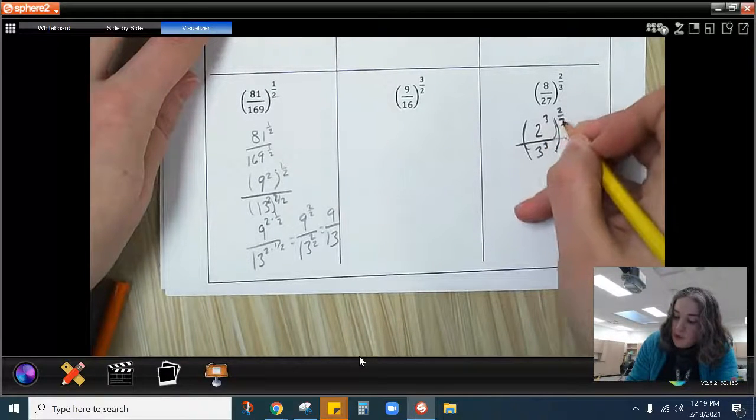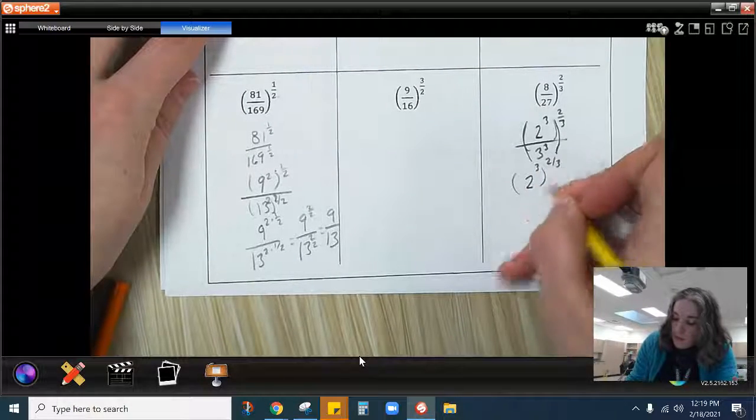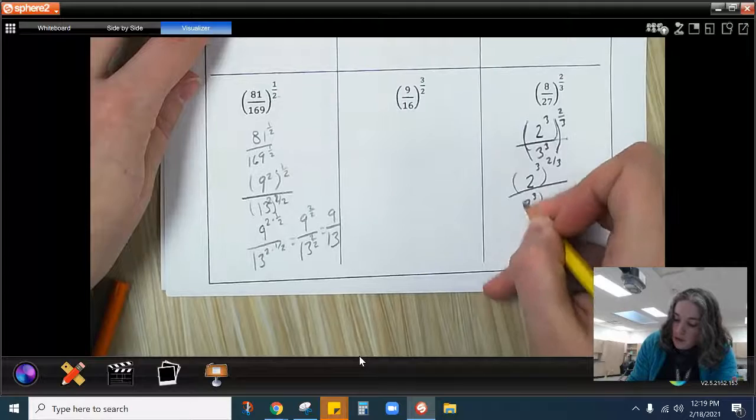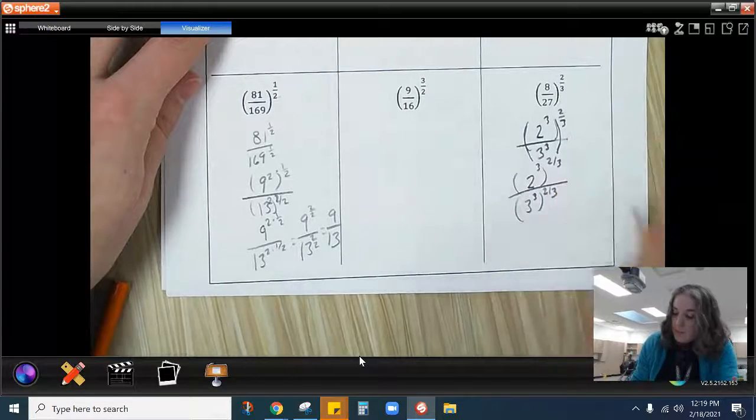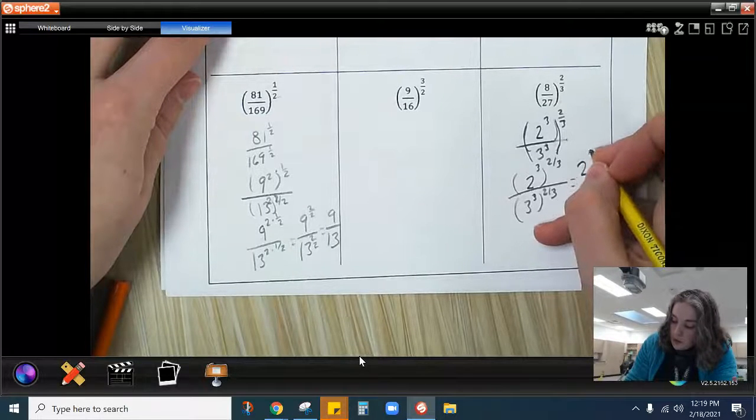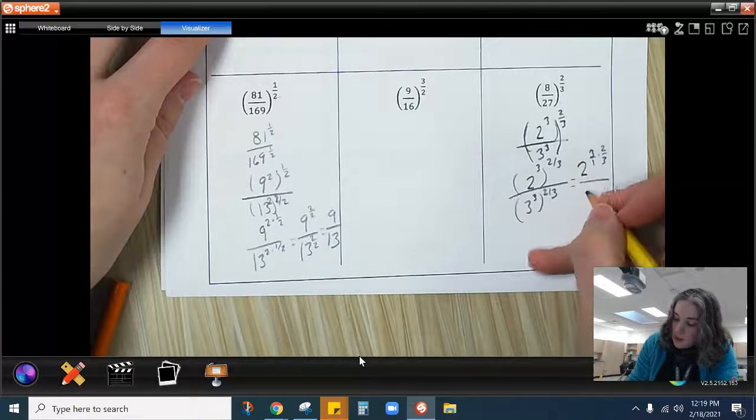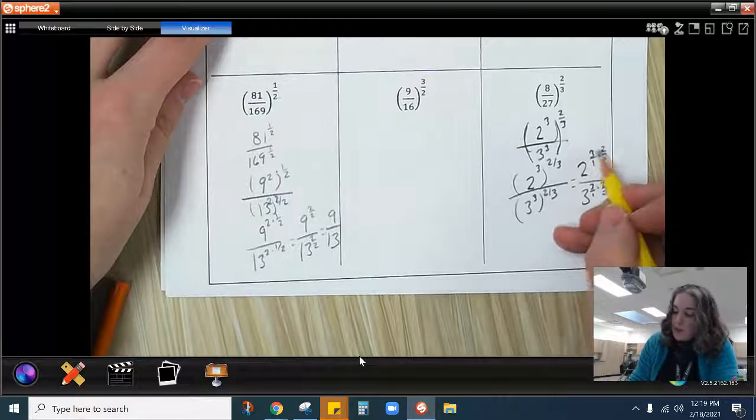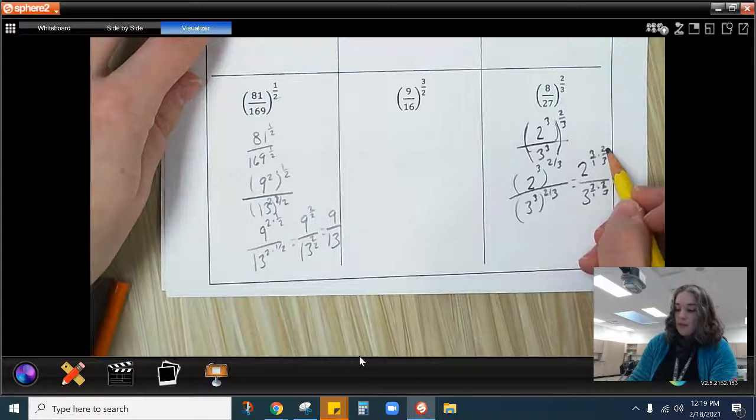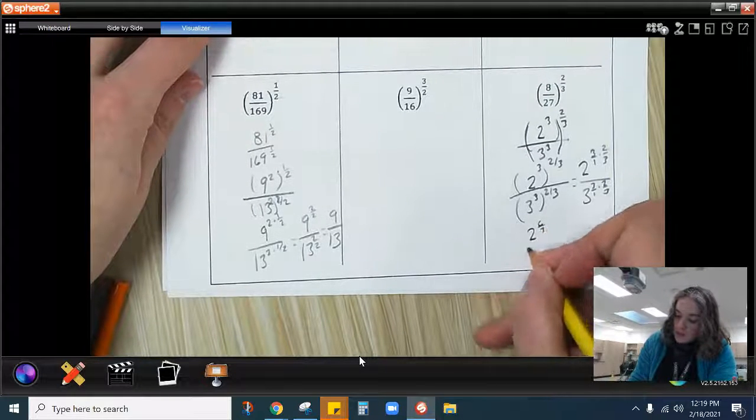So now I'm going to distribute my 2/3. I get 2 to the 3 to the 2/3 power over 3 to the 3rd power to the 2/3 power. Now I know I need to multiply these, right? So I'm going to have 3 over 1 times 2 over 3, and 3 to the 3rd over 1 times 2 over 3. So I'm multiplying straight across. 3 times 2 is 6, 1 times 3 is 3. So I have 2 to the 6 over 3 over 3 to the 6 over 3.